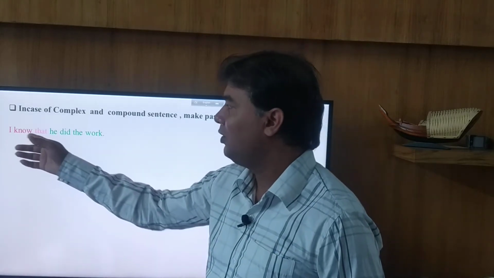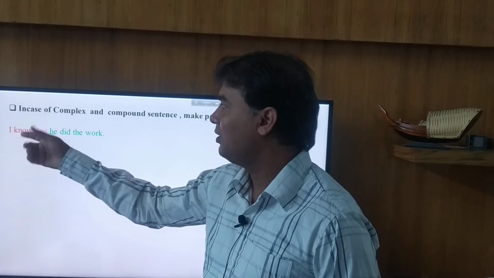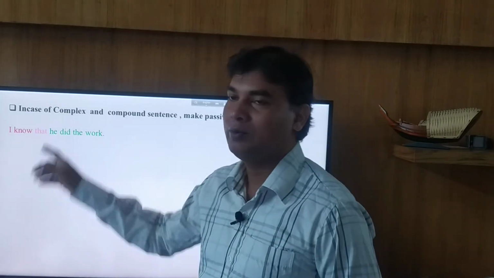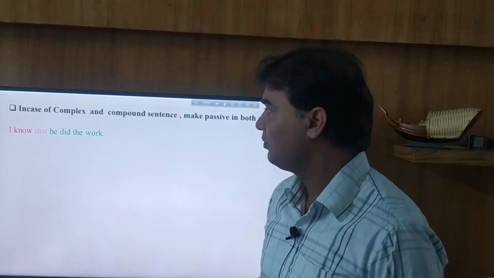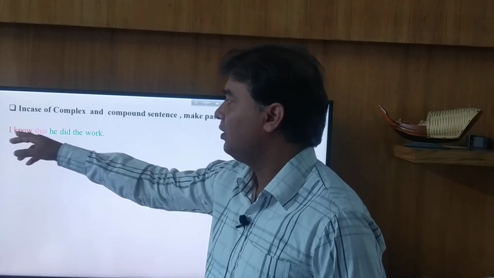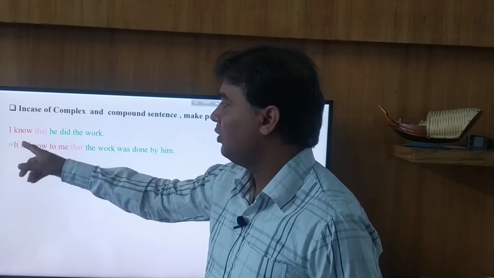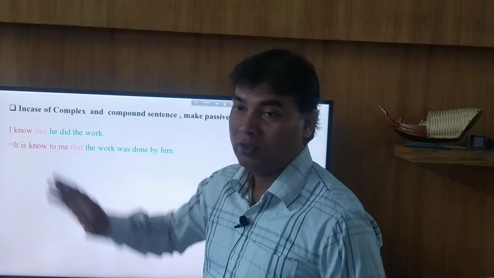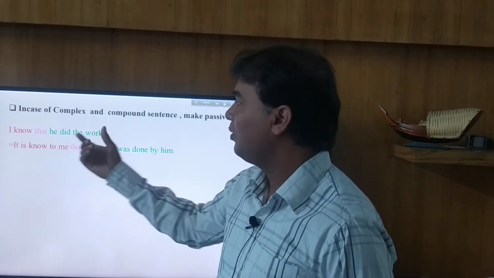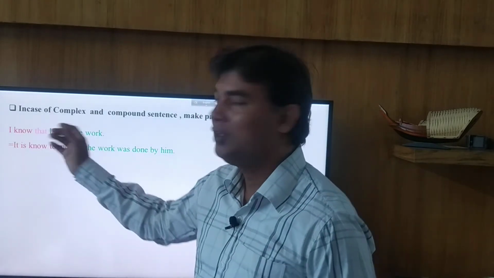Here you see, I know that he did the work. This is a complex sentence. Here, I know is the principal clause, that he did the work is the subordinate clause, and that is the subordinate conjunction. So first of all, you need to write this portion, I know. One thing you must imagine: instead of that he did the work, imagine it. So the sentence is I know it.